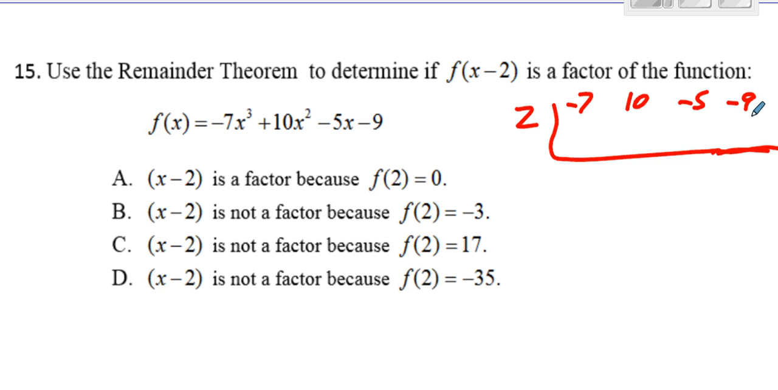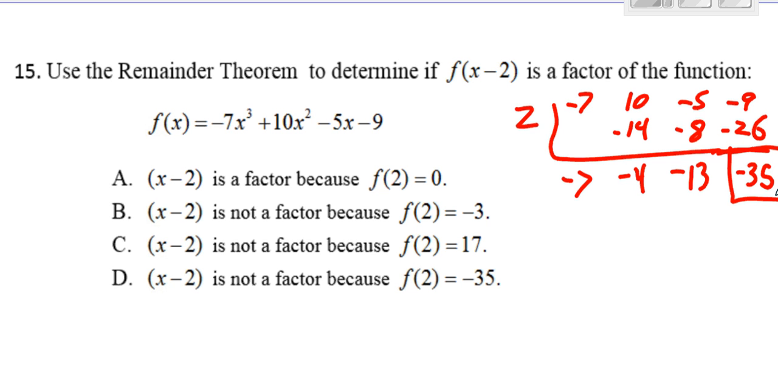And we do the synthetic division, which is just addition and multiply. So you start by adding straight down. Negative 7 with nothing is negative 7. Then you multiply. 2 times negative 7, you get negative 14. Start over. Add and then multiply. Add those two, you get negative 4. Multiply, you get negative 8. Add those two, you get negative 13. Multiply, you get negative 26. Add those two, you get negative 35.